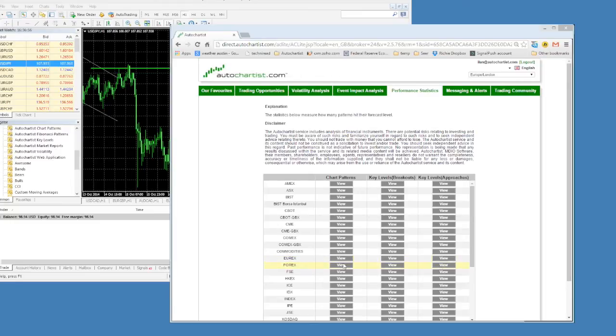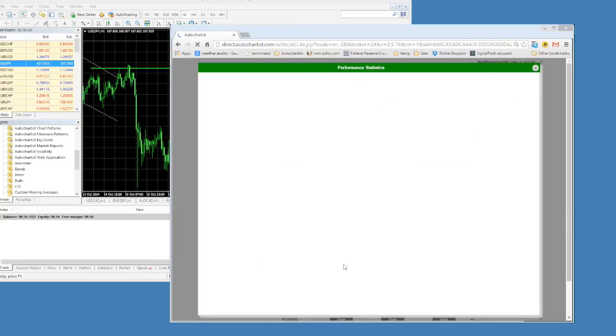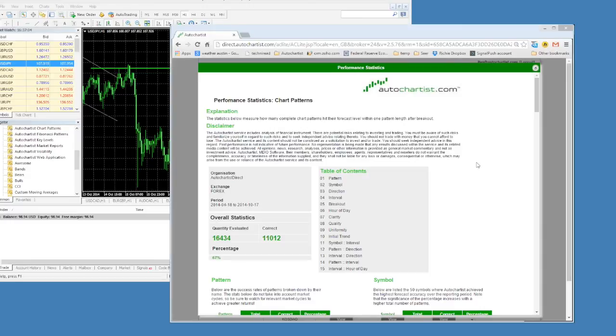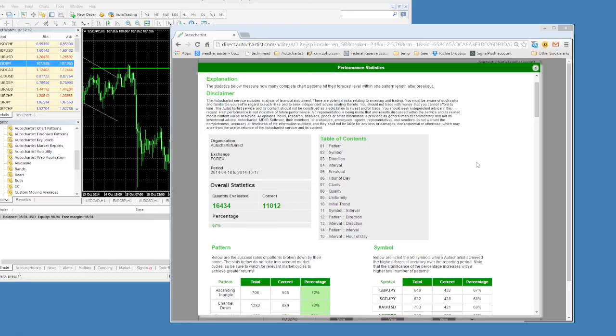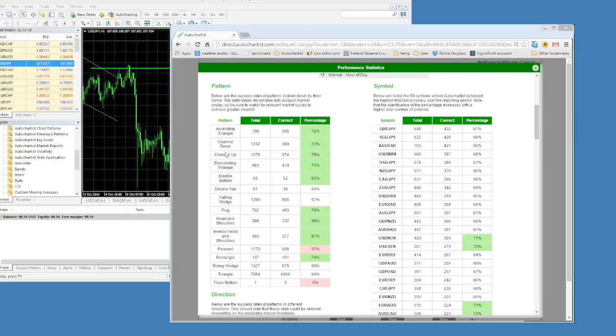Okay, so we have a running window, and if I click on Forex, these are statistics for the last 6 months. Past performance might not be indicative of future performance. I just want to let you guys know it's a moving 6-month window. So the patterns that have been performing well over the last 6 months are ascending triangle, channel up, channel down, descending, double bottoms, head and shoulders, inverse head and shoulders, rectangles. Certainly, as I mentioned before, a large percentage of those are horizontal levels.